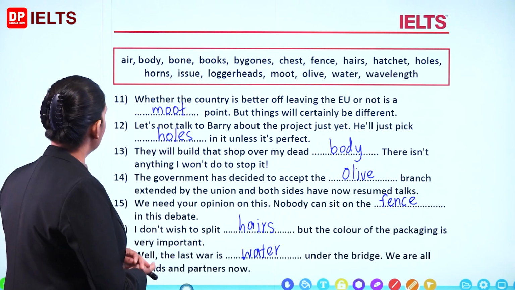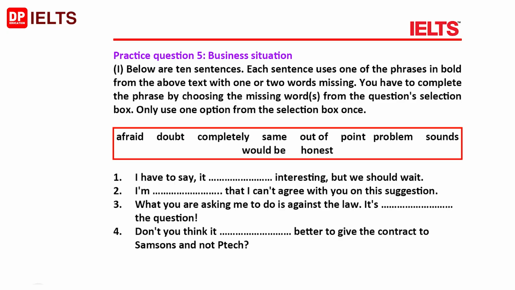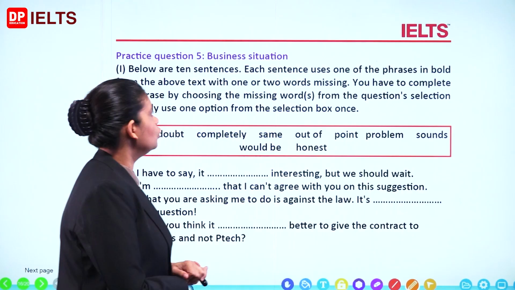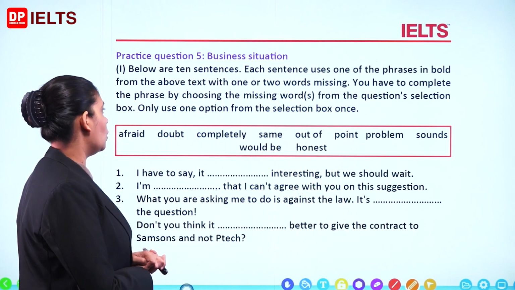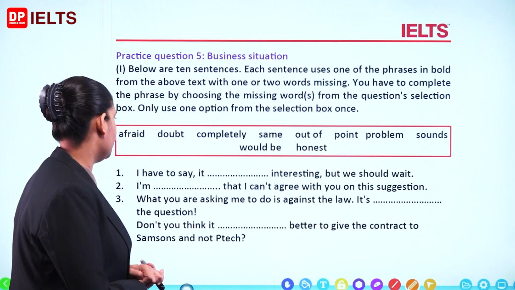So we have used all the words here. Now let's have a look at the next question, the last question, practice question 5. Below are 10 sentences. Each sentence uses one of the phrases in bold from the box. Right? You have to complete the phrase by choosing the missing word or words from the selection. Only one option from the selection box can be used once. Okay?